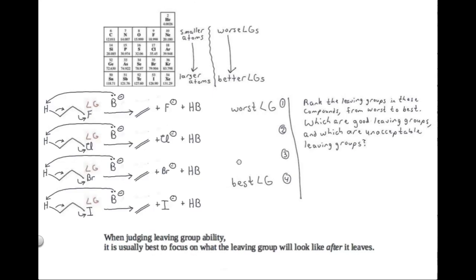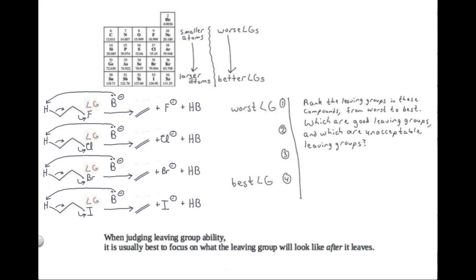So here's what these leaving groups will look like after they leave. And the key thing is that after they leave, they will each have a negative formal charge. Remember, the most important factor to focus on in organic chemistry is formal charges. So what we need to focus on is which of these leaving groups will have the most stable negative charge after it leaves. Which of these will be best able to stabilize the negative charge?